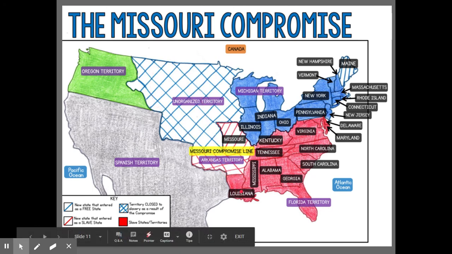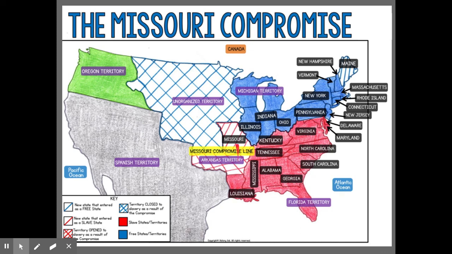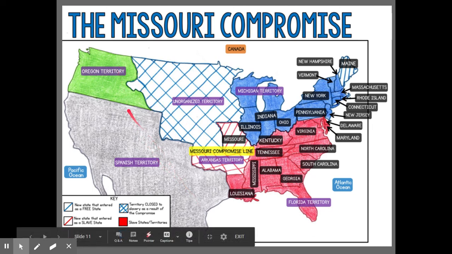So Louisiana had joined the Union. They were going to be a slave state. Missouri had just joined the Union. They were going to be a slave state. And look, you've got Arkansas. They're still territory down here, and they're open for slavery. In other words, they can have slavery in this territory as a result of the Missouri Compromise. And then here's the line right here that goes along Missouri's southern border. Everything that joined to the north was all supposed to become free.